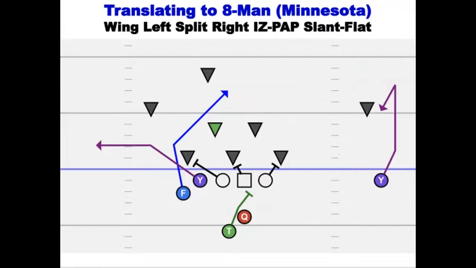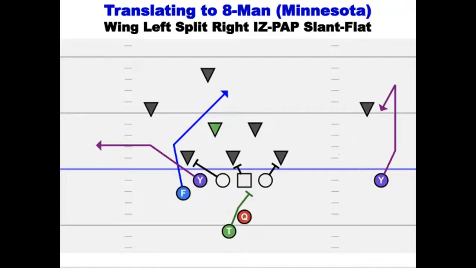Here's the final one. We have wing left, split right, inside zone, play action pass, slant, flat. All right, so this time they're faking that inside zone to the right and running a slant flat combo on the left. They ran this several different times as well, but just because they run so much inside zone, this is another great counter to it.